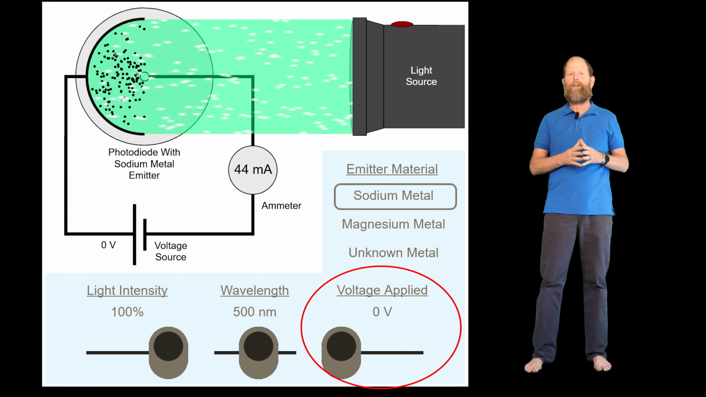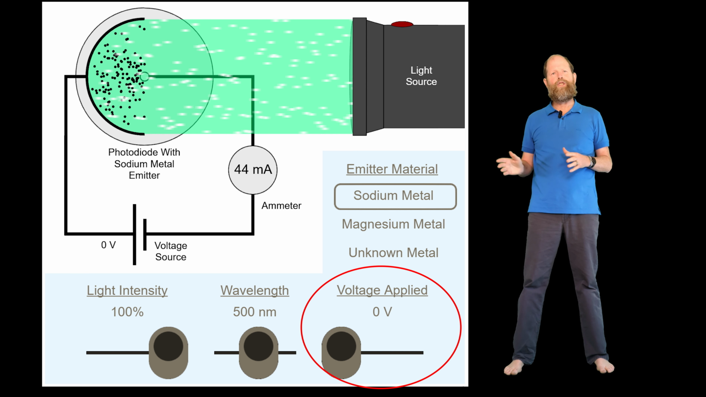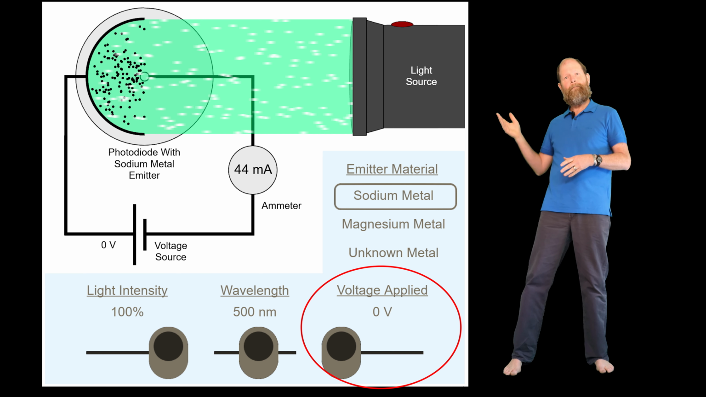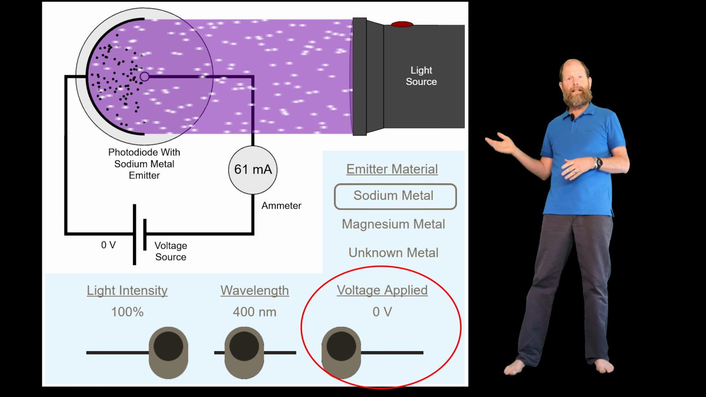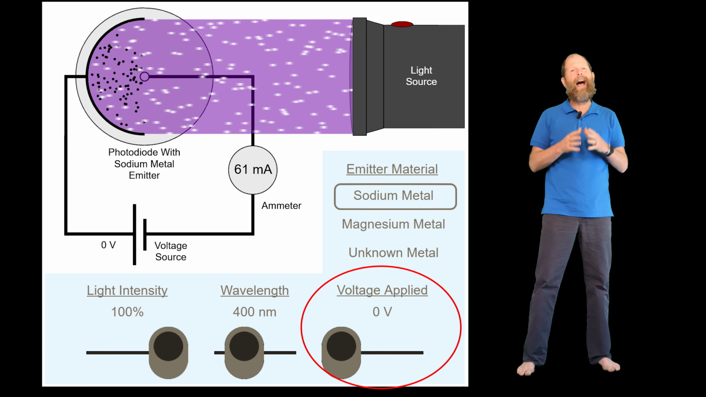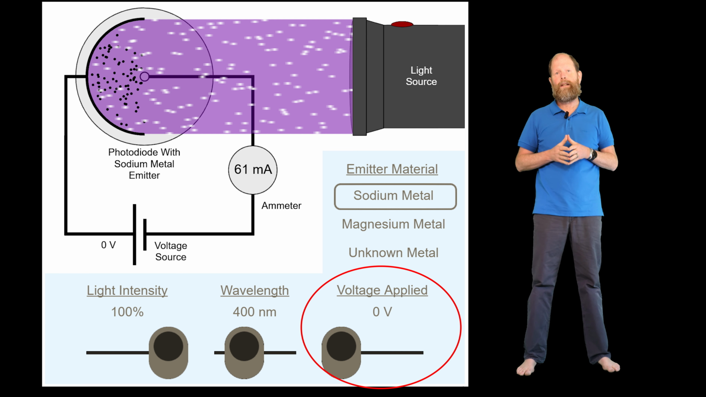Play with this feature a little. How much voltage do you have to apply to stop 400 nanometer light hitting sodium metal from having enough energy to create a current?